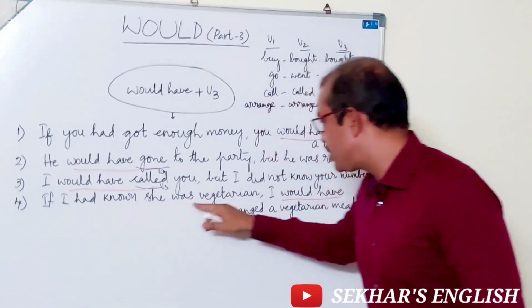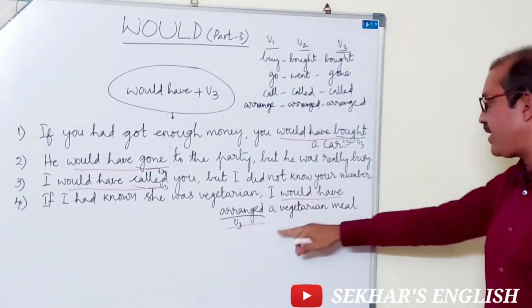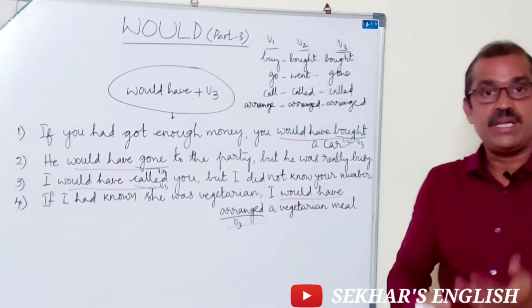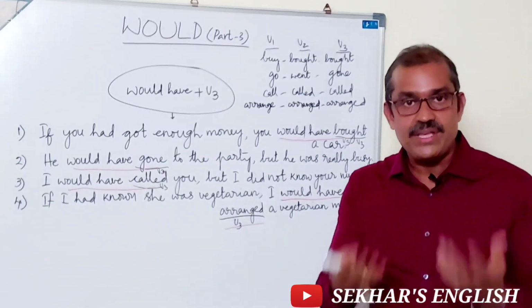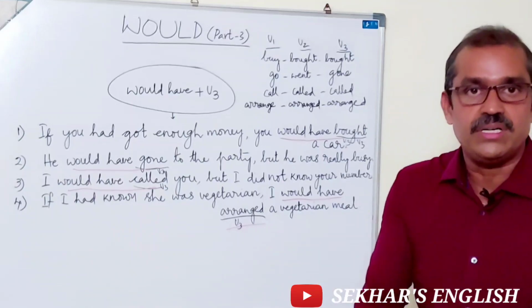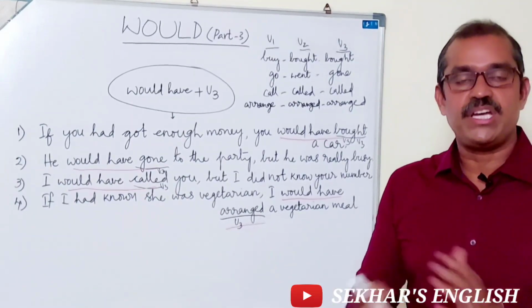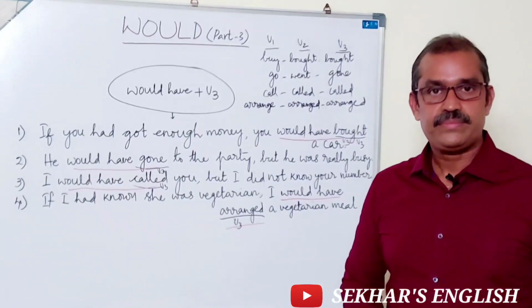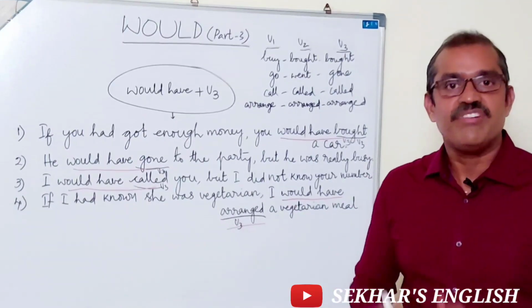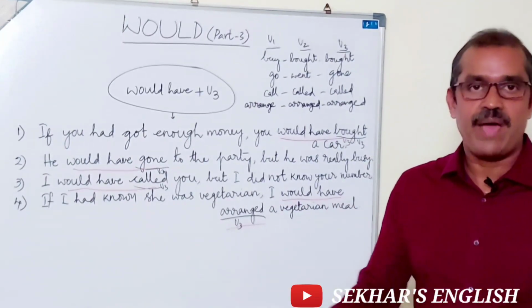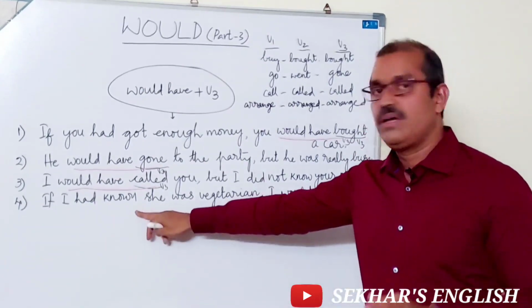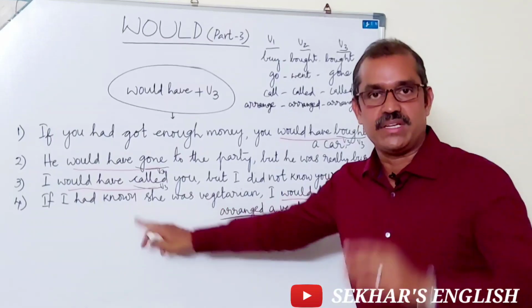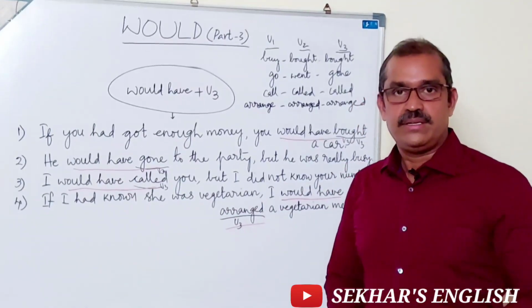If I had known she was vegetarian, I would have arranged a vegetarian meal. I would have arranged a vegetarian meal. That means I wanted to arrange a vegetarian meal for her. I wanted to arrange a vegetarian meal, but it did not happen. I arranging a vegetarian meal for her did not happen because I did not know that she was vegetarian, right?